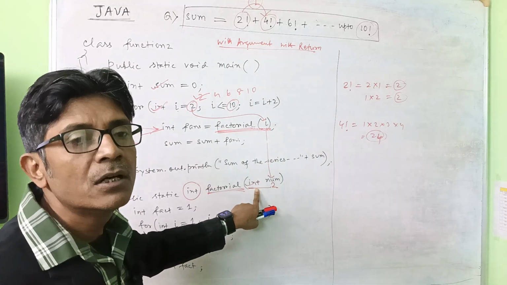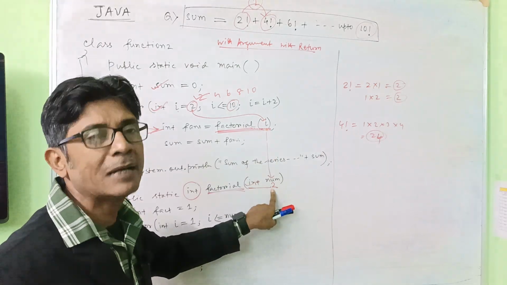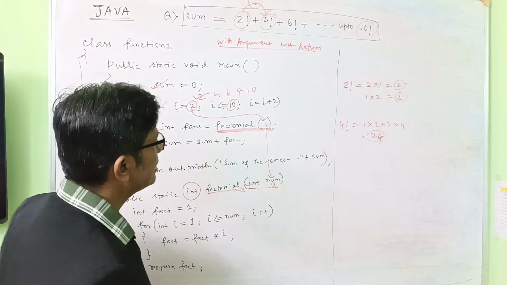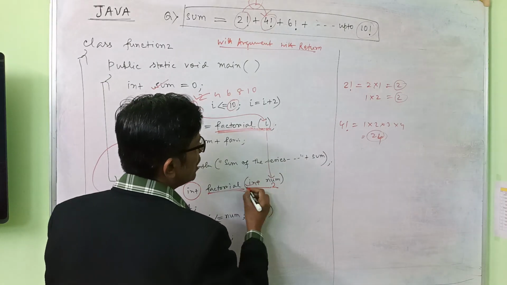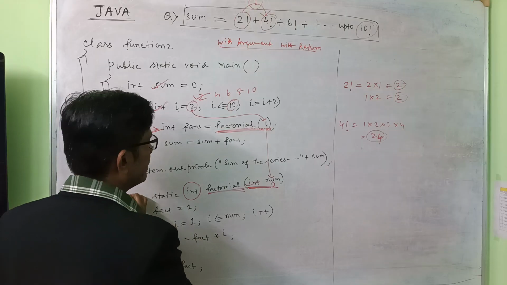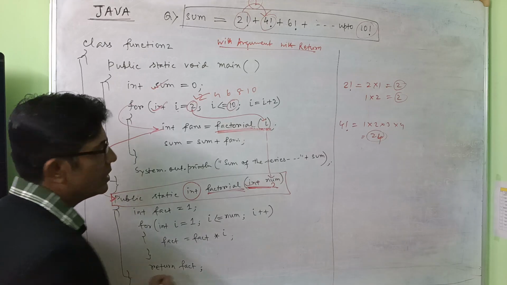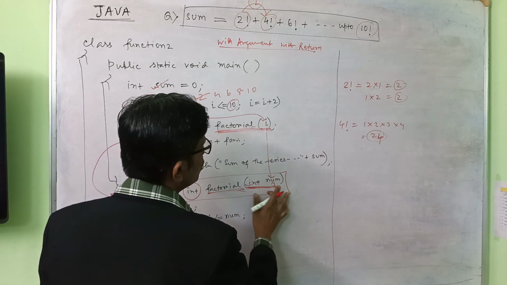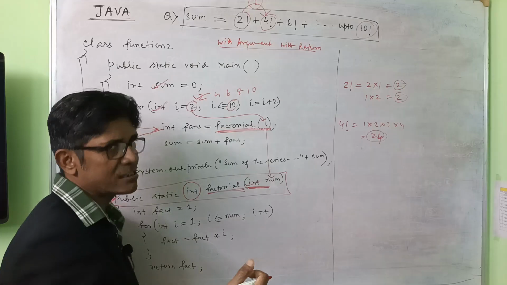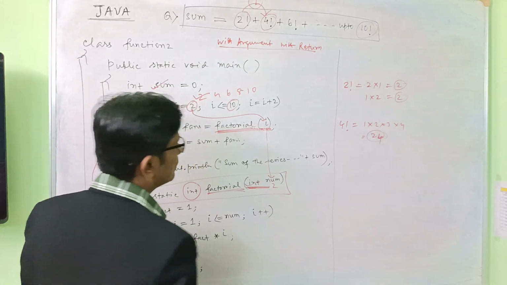Here it is called the formal parameter. This is called the actual parameter. This is called the formal parameter. Okay, and this part is called the function signature part, and this whole part is called the function prototype. The whole thing is called the function prototype, and this inner part is called the function signature. Okay, that I'll explain later on.